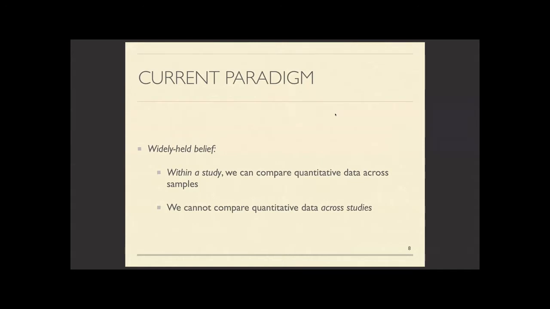And so what we have ended up with as the result of this literature is this current paradigm where it's widely believed that we can compare quantitative data such as relative abundances or counts of sequences from either shotgun or 16S sequencing across samples within the context of a single study, for a set of samples that have all been sequenced together and sample prepped together. But we can't compare that quantitative data across studies because we know that all of these choices upstream have an impact on the downstream profiles that we're going to be analyzing.